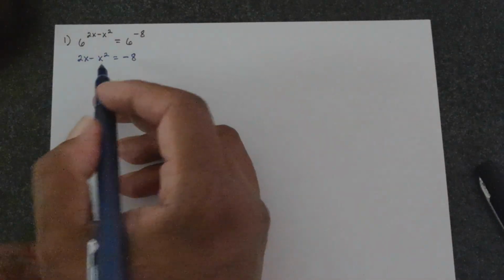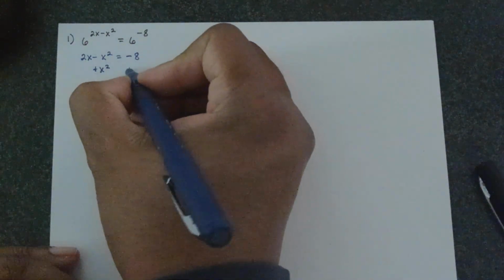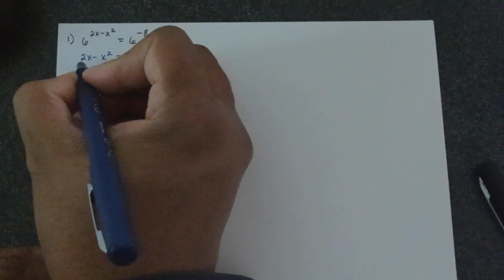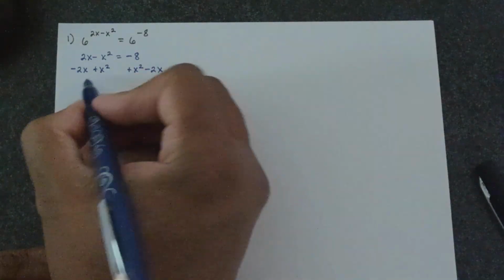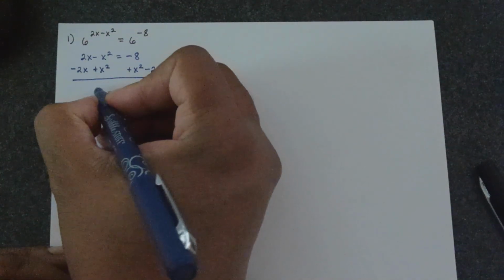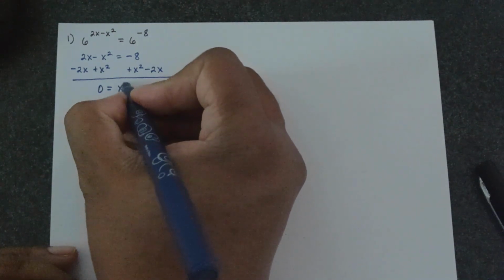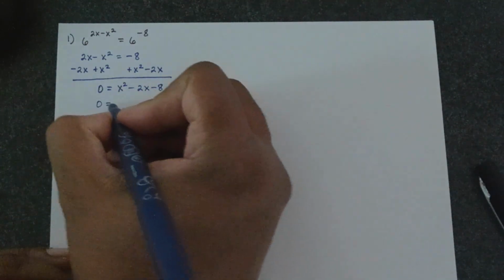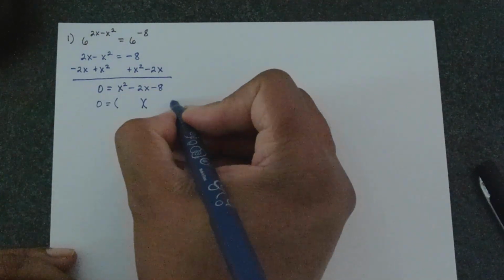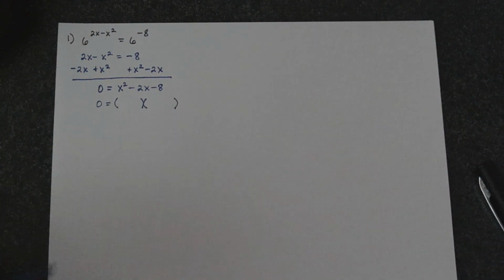So here, I'm going to move the minus x squared over to where that minus 8 is by adding x squared to both sides. And also I got this 2x. I can move that over as well by subtracting 2x on both sides. So here I have a 0 on the left side, and then on the right side, I'll have x squared minus 2x minus 8. And here I can factor x squared minus 2x minus 8 into two binomials here.